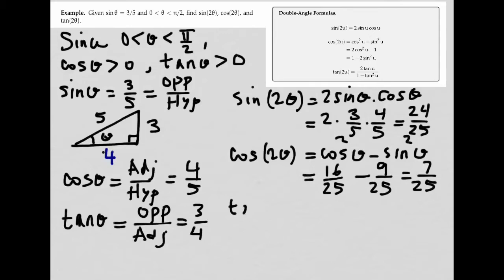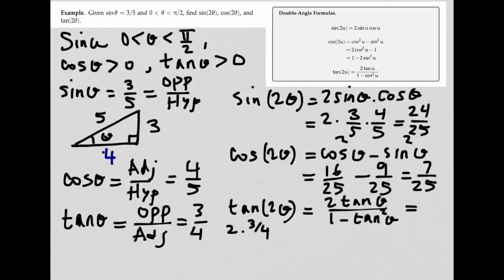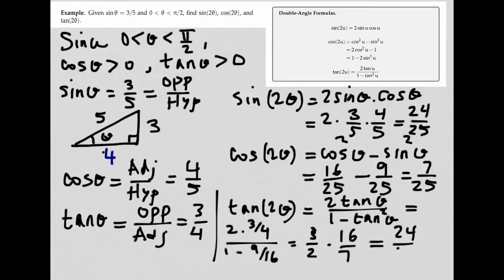Finally, let's look at tangent 2 theta. This is 2 tangent theta over 1 minus tangent squared theta. And that's equal to 2 times 3 over 4. That's 2 times tangent theta over 1 minus tangent squared. Tangent squared is 9 over 16. Well, that's equal to 3 over 2 times 16 over 7, which simplifies to 24 over 7.